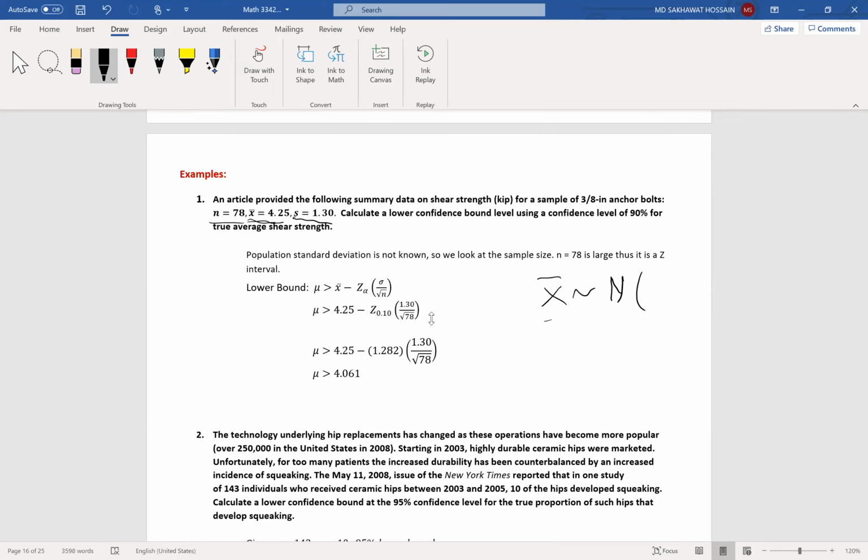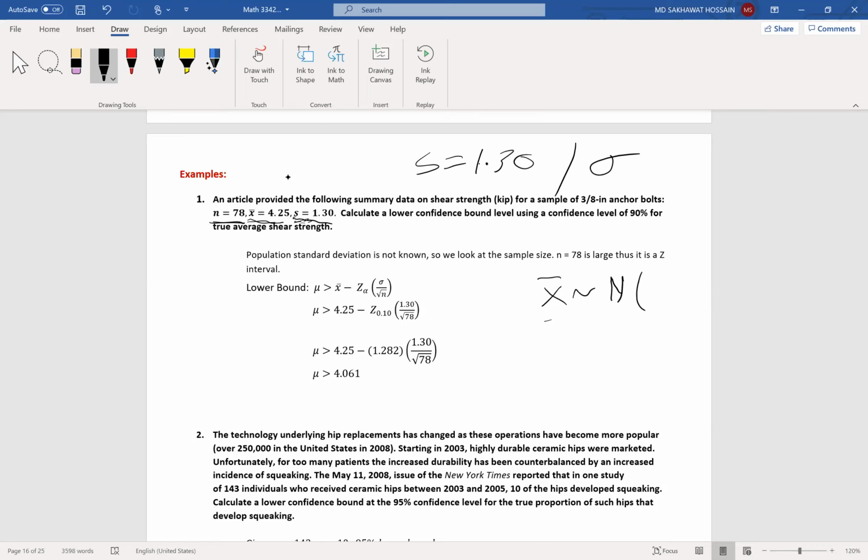Yes, we can consider X bar as normal. To construct the confidence interval, we can assume that X bar is normal because n is large, right? Even though sigma is not given, we are considering S equals 1.30. That means we have the sample standard deviation, not sigma. So if we do not have sigma, the distribution shouldn't be normal distribution.